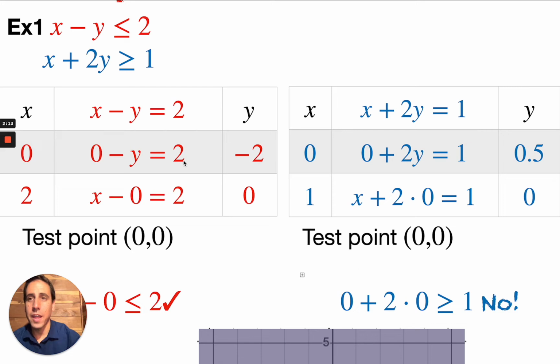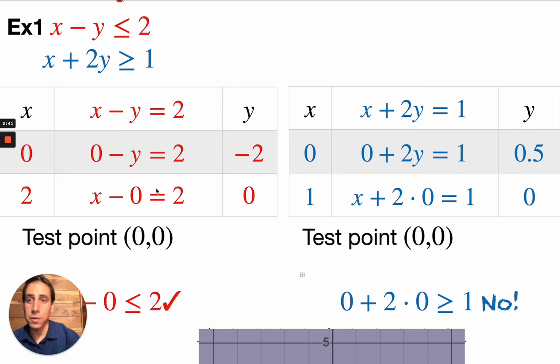We've got x minus y is less than or equal to 2. That's the red inequality. The blue inequality is here. Each one of these has a table associated with it. I'm going to choose 0 for x and 0 for y here, and then calculate the corresponding values by plugging them into the equations. Here, 0 minus y is equal to 2. If I multiply both sides by -1, we get y is equal to -2.